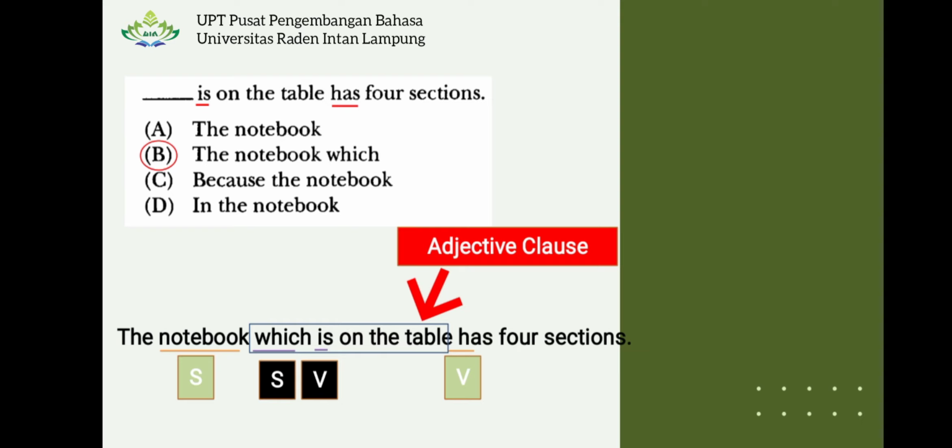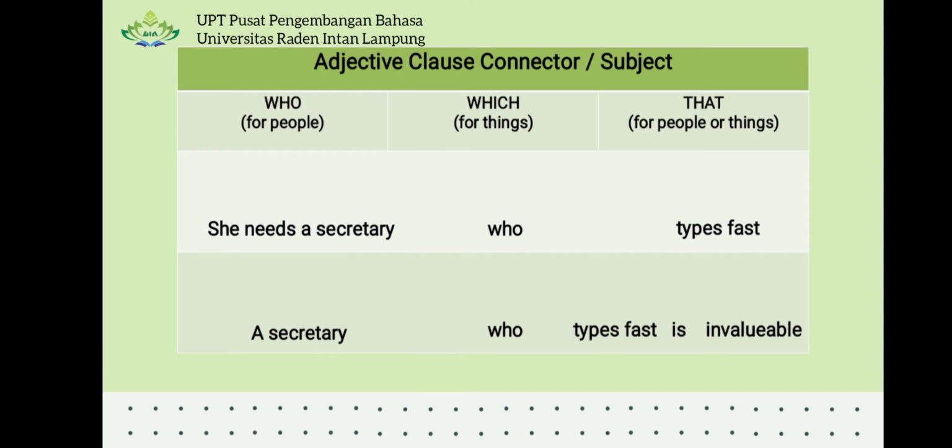To make it clearer, it is elaborated in the illustration below. Subject and verb of the first clause or independent clause are separated by the adjective clause. Even though they are separated, it still can be identified since the connector can be seen clearly. Technically, the words for the adjective clause connectors are the same as the previous material. Who is for the people, which is for the thing, and that is able to be used for both categories.